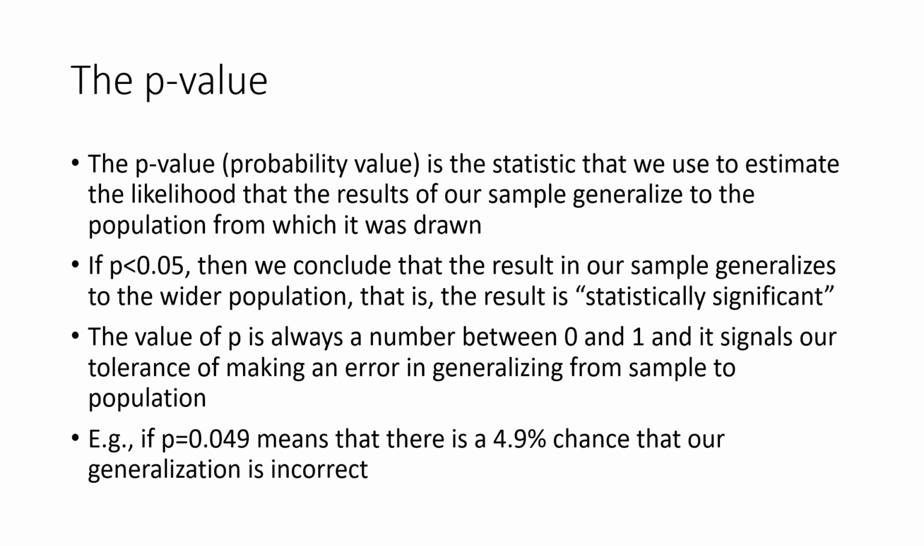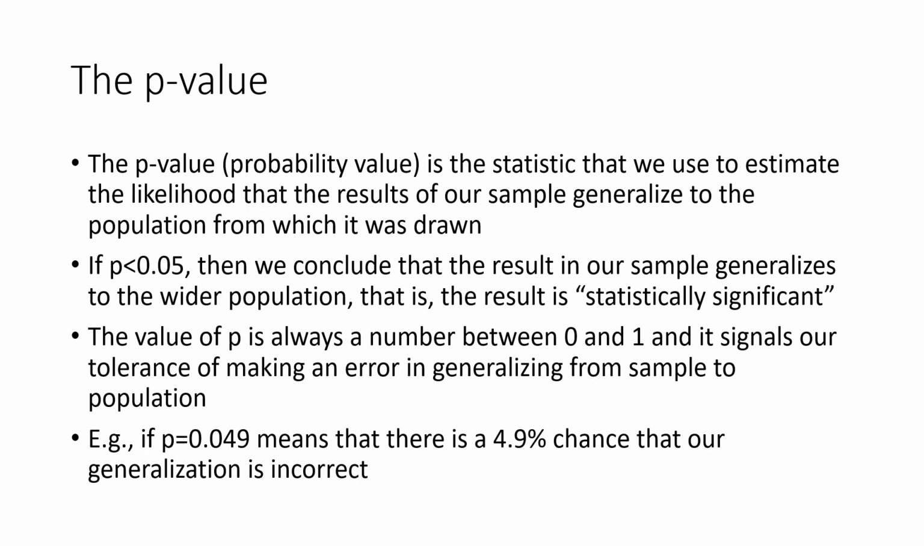But then attached to your result will be a second number, a second statistic called a p-value. And this is a really important concept. It's probably the core concept in inferential statistics, so absolutely essential that you understand it. So a p-value is what we refer to as a probability value. It's the statistic that accompanies your result, and we use this statistic to estimate the probability or the likelihood that the results from our sample generalize accurately to the wider population.